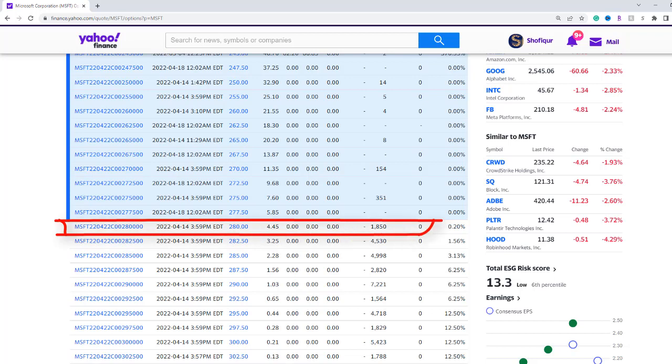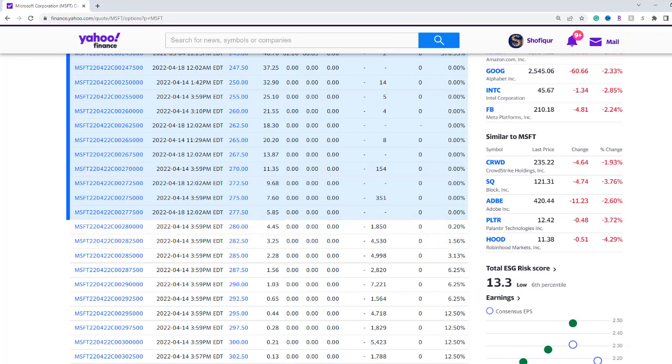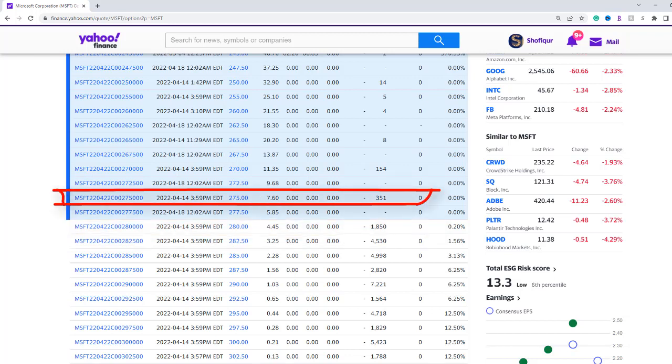Option premium has two components, extrinsic value and intrinsic value. All the out of the money and at the money options have zero intrinsic value. Here's the breakdown. The price of $280 strike option is 4.45 plus 0. 4.45 is intrinsic and 0 is extrinsic. In total, the price is $4.45. The price of $275 strike option is 5 plus 2.6 equals 7.6, where $5 is the difference between strike price and current market price.